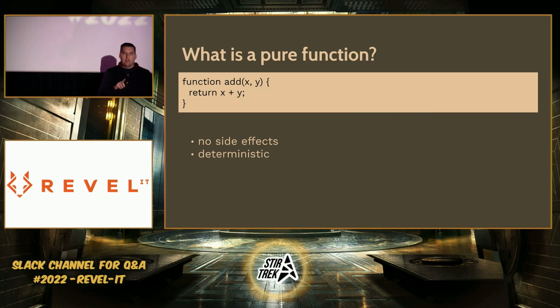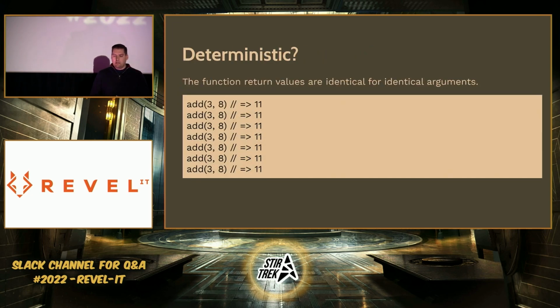Pure functions have two traits, two characteristics. One, they don't have any side effect. And we can very easily see that that's the case here, right? No side effects. We're not changing the state of anything outside of that function. But they also have to be deterministic to be pure functions. What does that mean? What is a deterministic function? Well, a function is deterministic when the return values are identical for identical arguments.